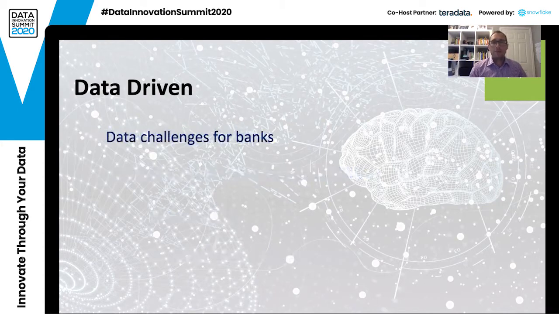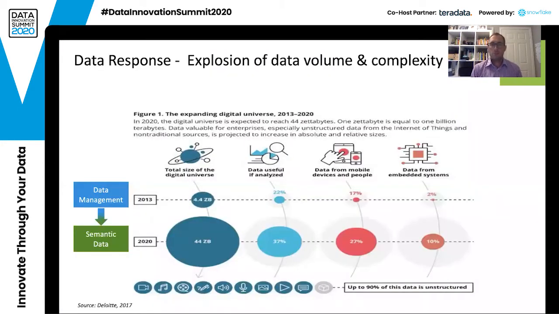So, challenges for banks. Why this is so important, and why many of the capabilities that matter to us have shifted from where they were in the past, is the explosion of data volume and the complexity that we're facing today. Looking back 10 years, the data sizes and the sources the data comes from were nowhere near what they are today. Today we have data coming not just from warehousing, but from different devices, smartphones, smart devices, and embedded systems giving out data.